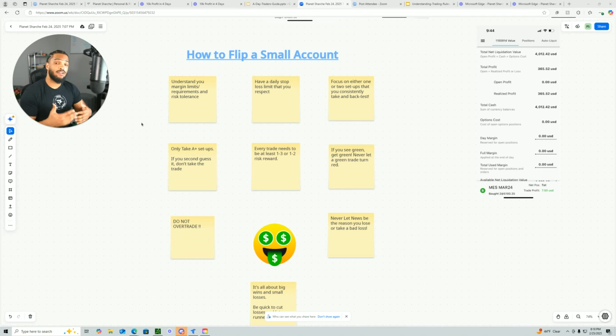Whatever it is, have that respected daily stop loss that you continue to stand on every day of your account flip. And it might grow. At first, as you're flipping your $200, $500, $1,000 account, it might be $30, and it might move as you make more money to now $50 or $100. But you need to make sure you have something that is stable, that does not change when it comes to your stop loss.